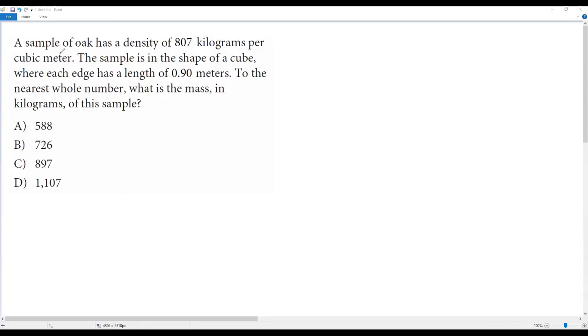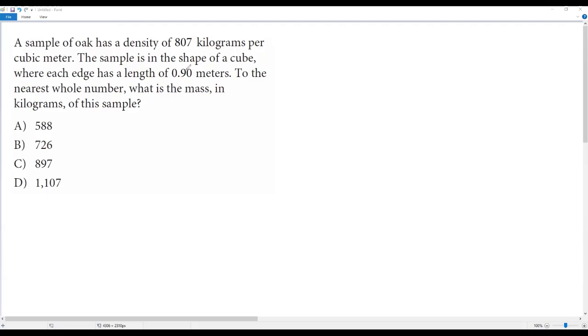Okay, the information given is that the density of the sample of oak is 807 kilograms per cubic meter. Whenever we have cubic units, it represents the volume. That is, in 1 cubic meter of volume, the mass of the oak is 807 kilograms. And the sample is in the shape of a cube where each edge has a length of 0.90 meters.